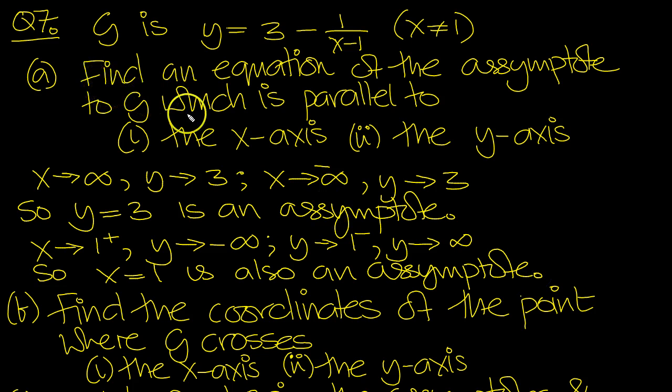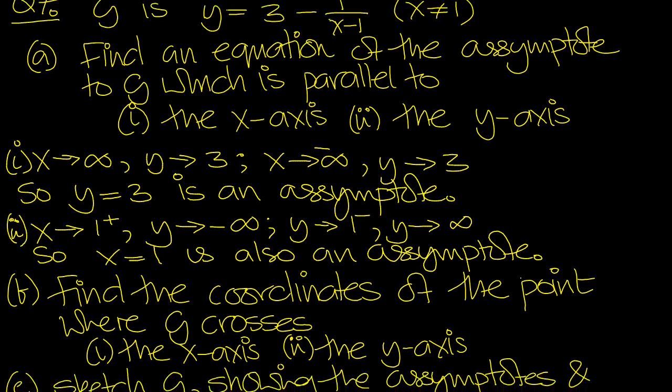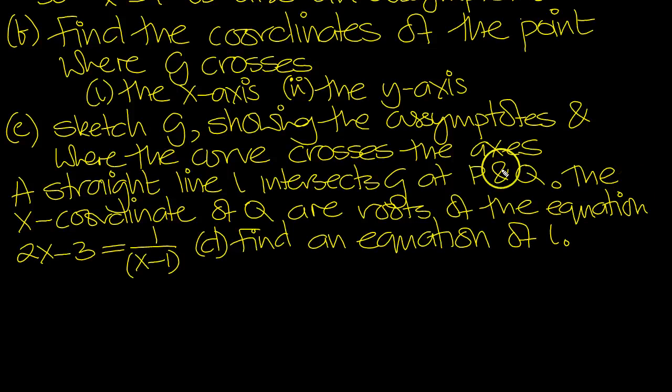Okay, that's part A then. One parallel to the x-axis, y equals 3, so this is part 1, and parallel to the y-axis, this is part 2 here, isn't it? Okay, part B. Let's move down the page then. Find the coordinates of the point where G crosses the x-axis and the y-axis.